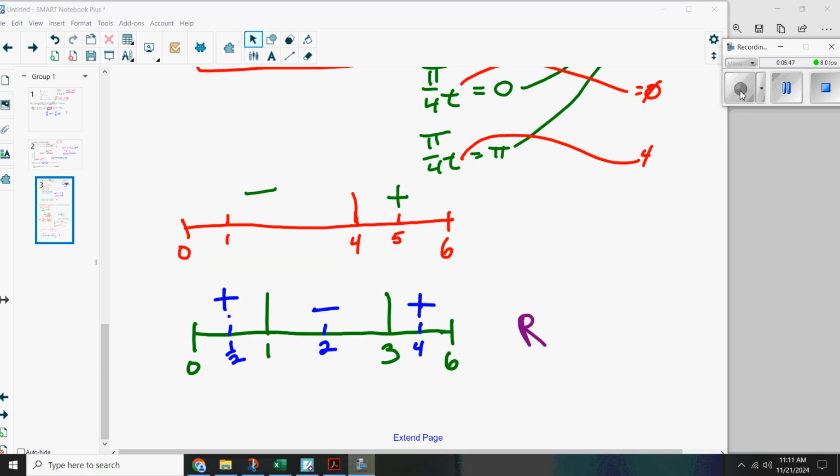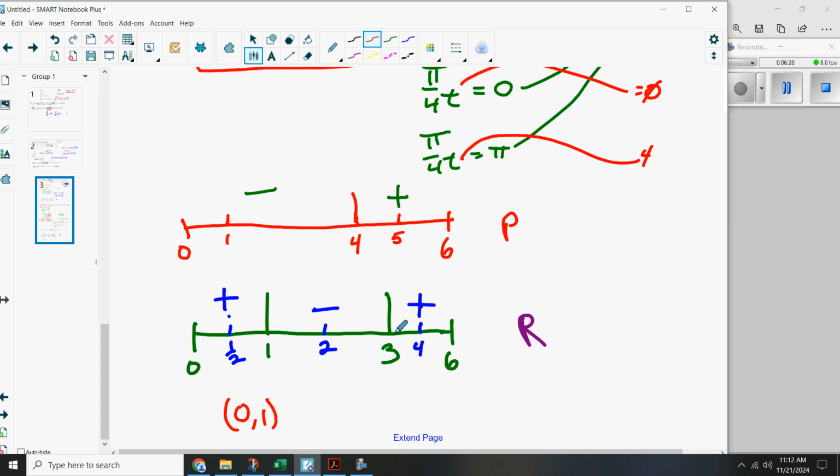Well, now let's compare this to what we had for R. Here's P. From 0 to 4, it's negative. But for R, from 0 to 1, it's positive. So clearly, from 0 to 1, they are going in the opposite direction. Now, for R, from 1 to 3, it's going negative, and for P, from 1 to 4, it's going negative. So from 1 to 3, they're going in the same direction.